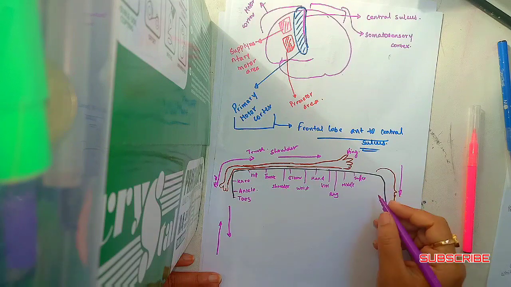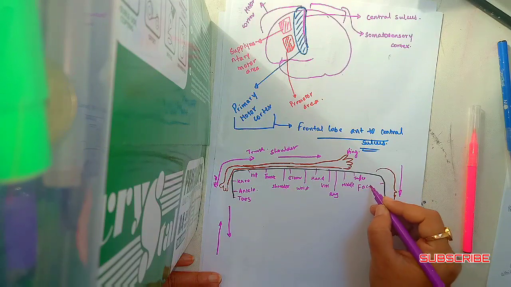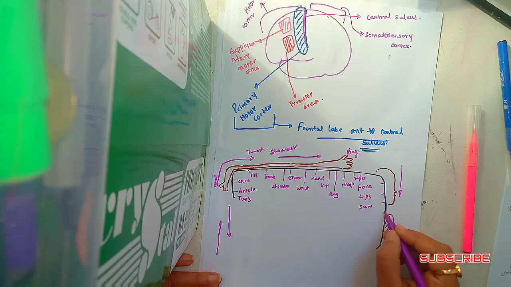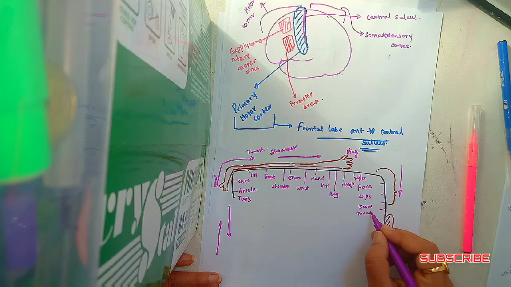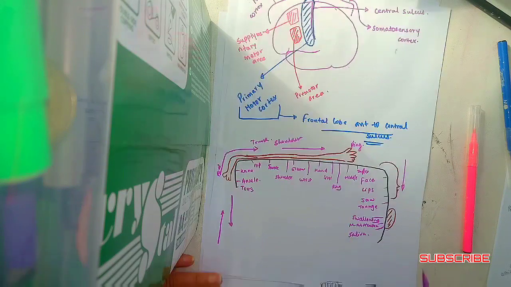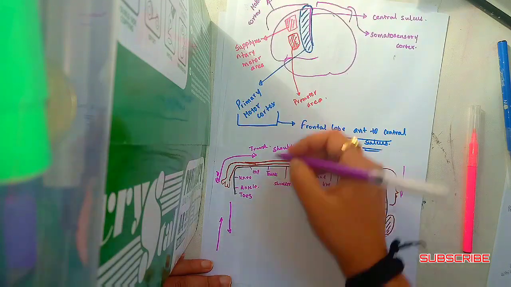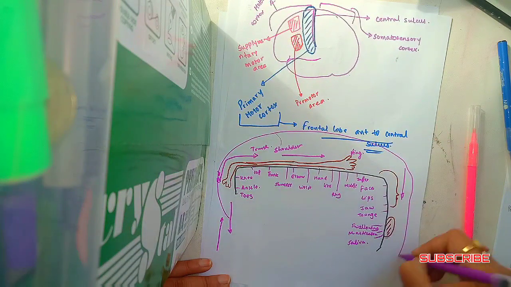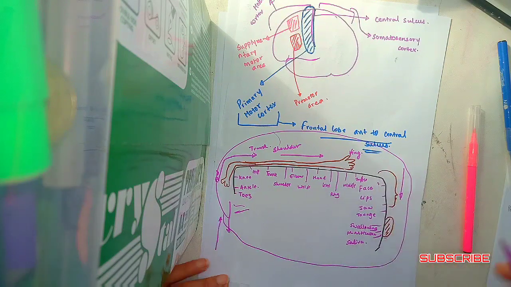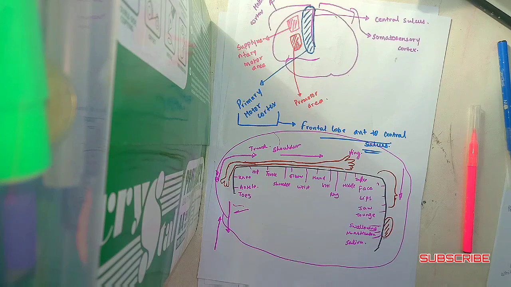Here we will start from the face, lips, jaw, tongue, then swallowing, mastication, and saliva. So the primary motor cortex controls the whole function of the body, from the toe till the head or face. It includes saliva, swallowing, mastication, everything.